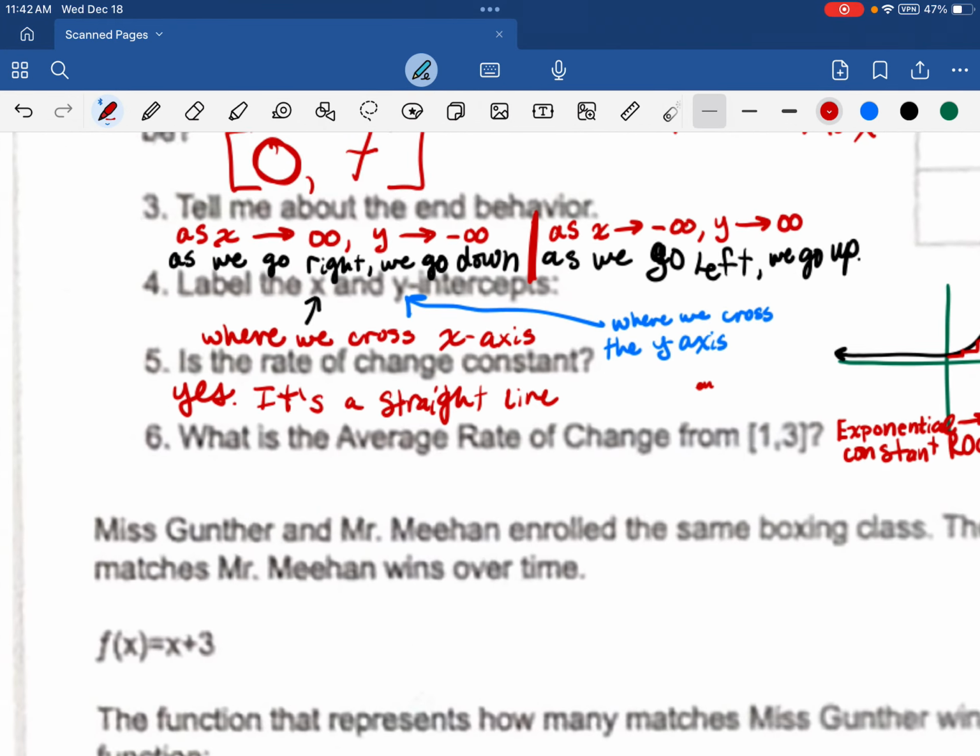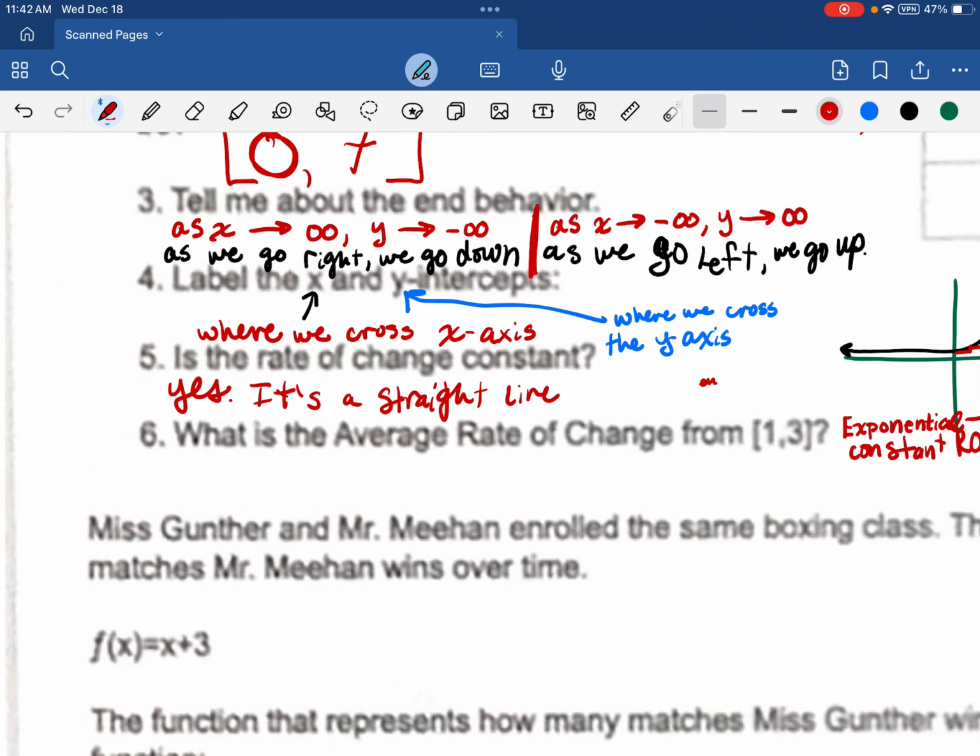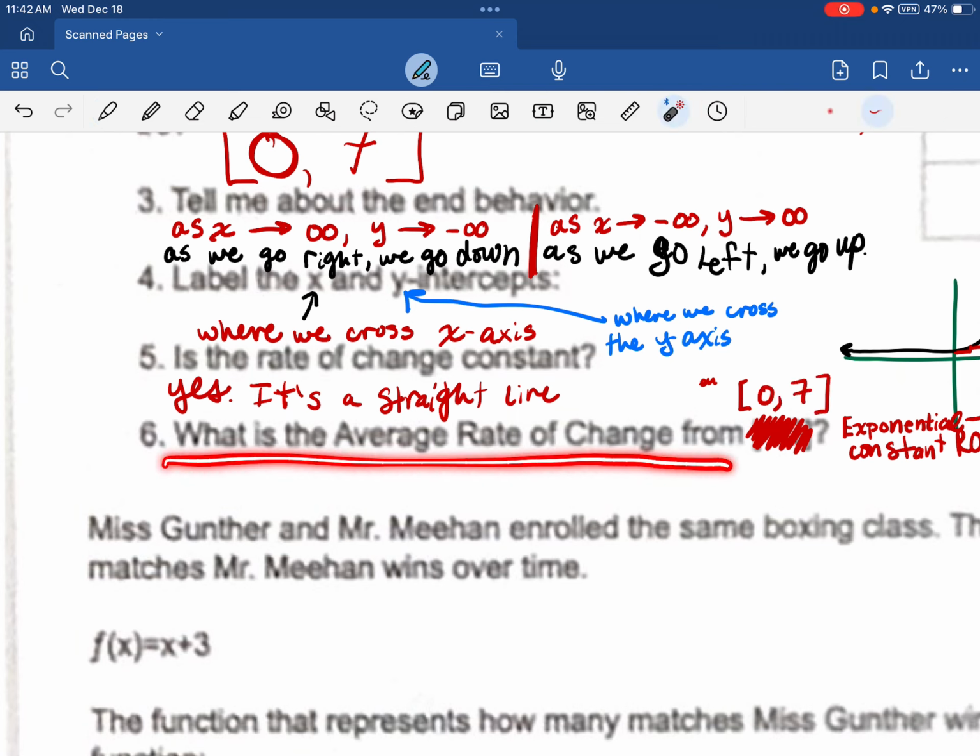Alrighty, let's talk average rate of change. I'm on question number 6. Part of the reason I wanted to do this question is because there's a typo right there, so let's scribble that out. That should say from 0 to 7. What is the average rate of change from when x is 0 to when x is 7?